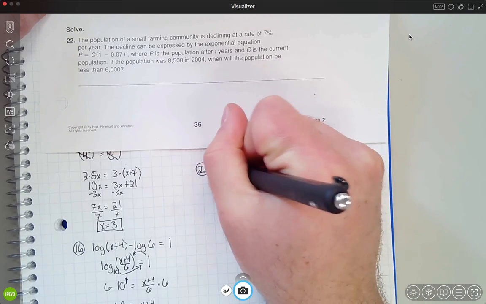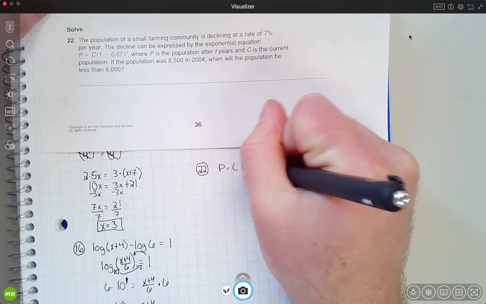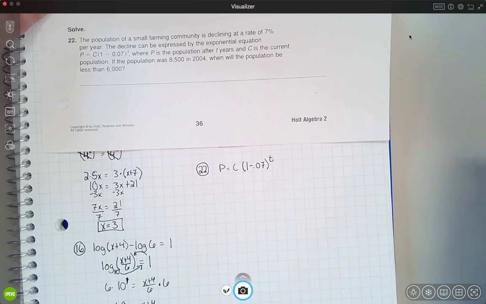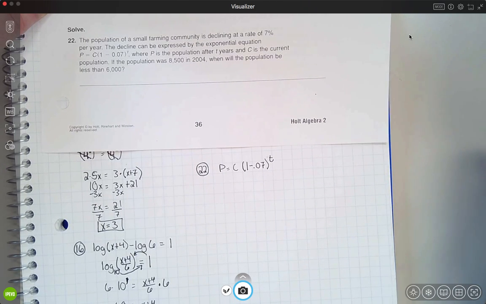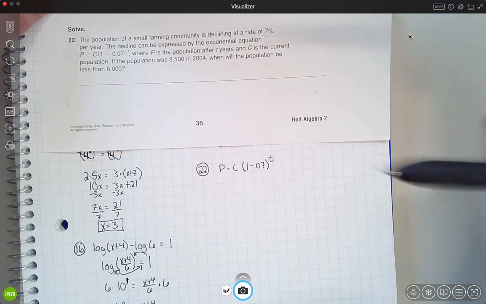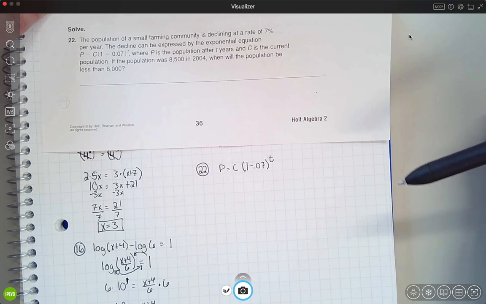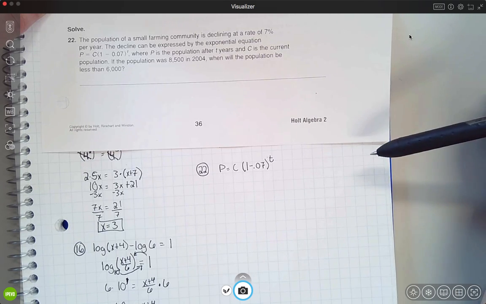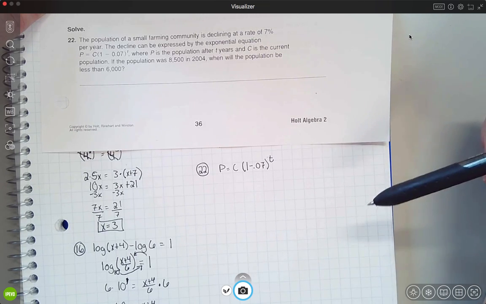I'll write that down. So I have P is equal to C times (1 minus 0.07) to the power of T, where P is the population after T years and C is the current population. If the population was 8,500 in 2004, when will the population be less than 6,000? Now we have done problems like this before, and when we did them before, we typed them into y equals and we looked at our table and we estimated roughly where these things are going to happen. That rough estimate is not enough anymore. We need to be more accurate than that, and with logarithms, we are able to do that.